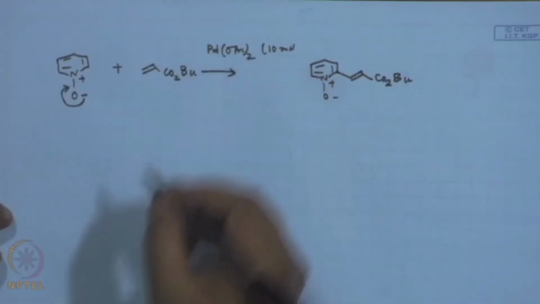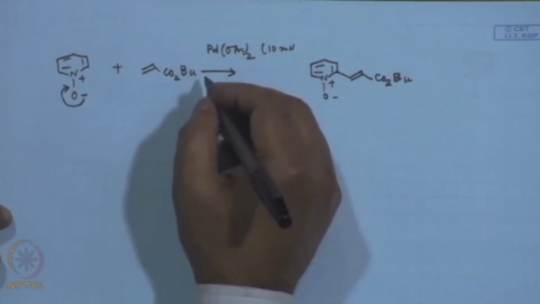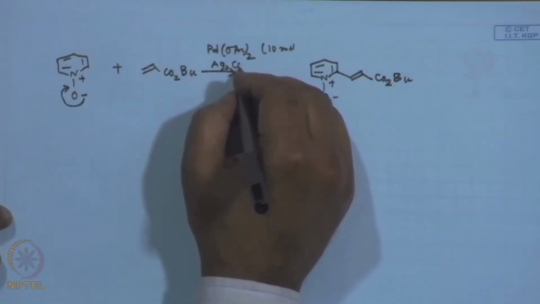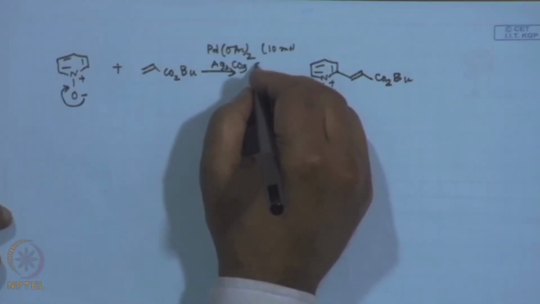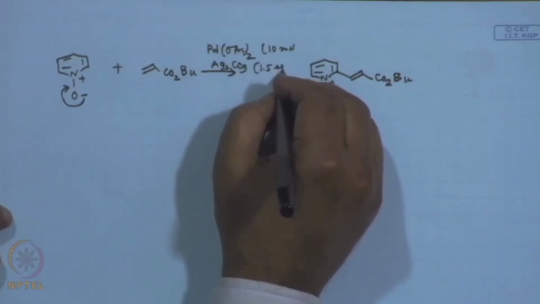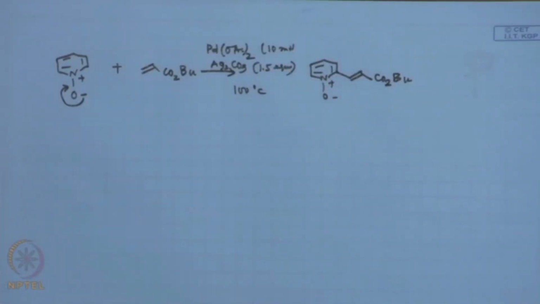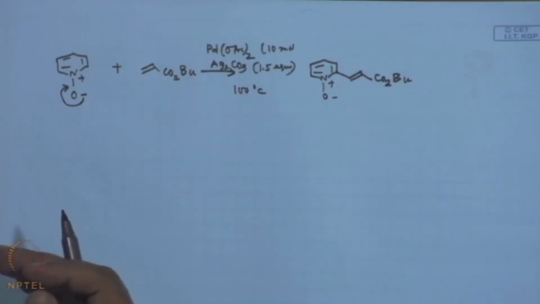Then what else do you require? You require an oxidizing agent. In this case, this oxidizing agent is silver carbonate, 1.5 equivalent, and then 100 degree centigrade. So long we have come across how many oxidants? First was benzoquinone, second was oxygen, third one is silver carbonate.